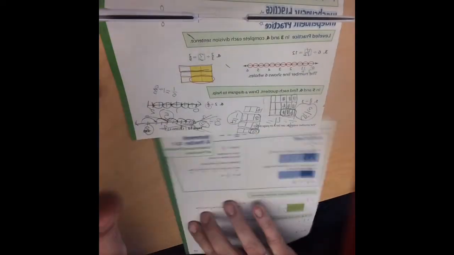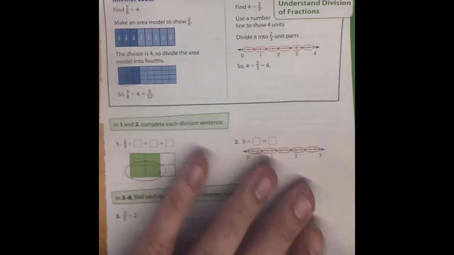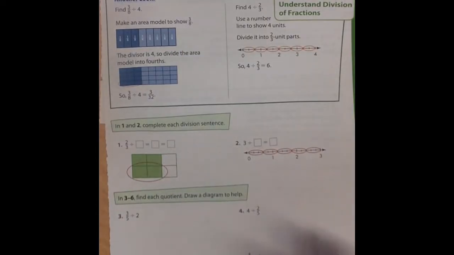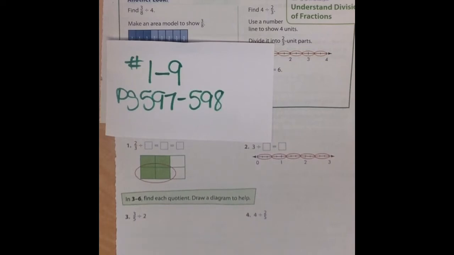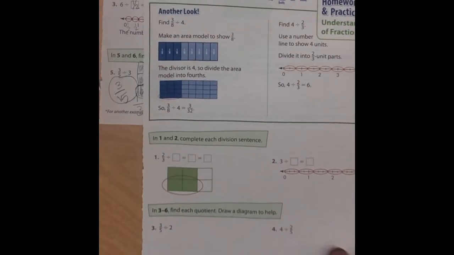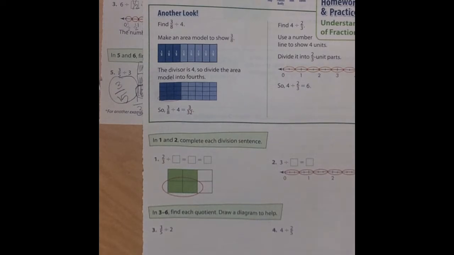This page, 597, is your homework page. Okay, if you can pause it here. This is your homework that you have to do, 1 through 9 on 597 and 598. Okay, this is the part you're doing. I'll walk you through it a little.